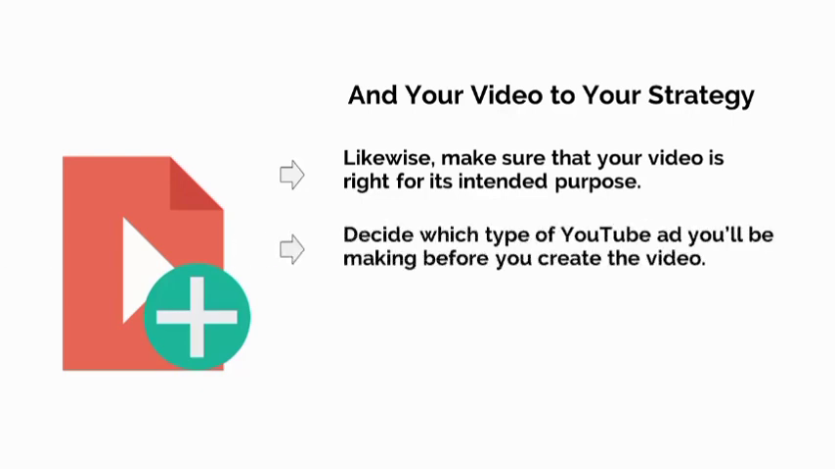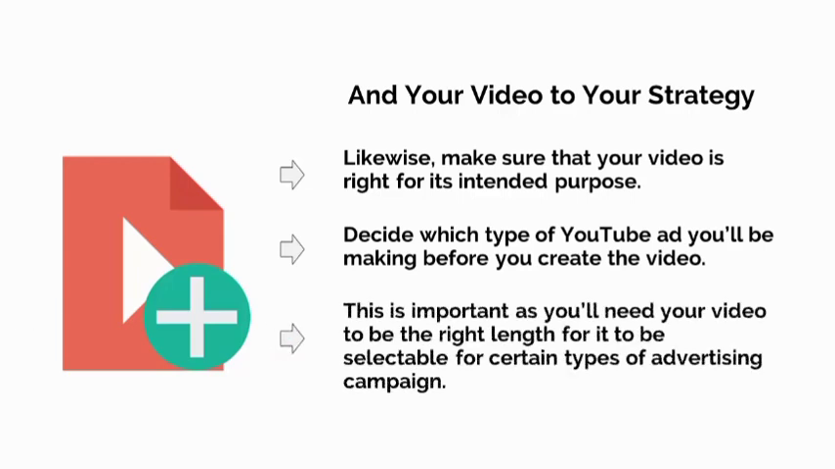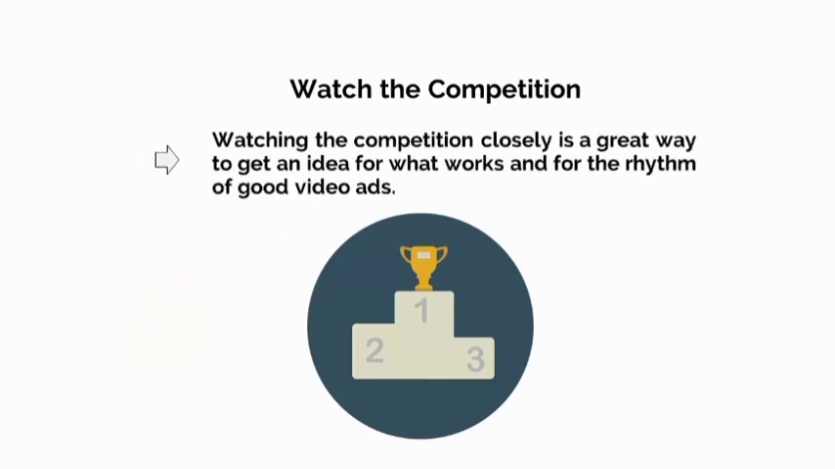Decide which type of YouTube ad you'll be making before you create the video. This is important as you'll need your video to be the right length for it to be selectable for certain types of advertising campaign. You should also watch the competition. Watching the competition closely is a great way to get an idea for what works and for the rhythm of a good video ad.